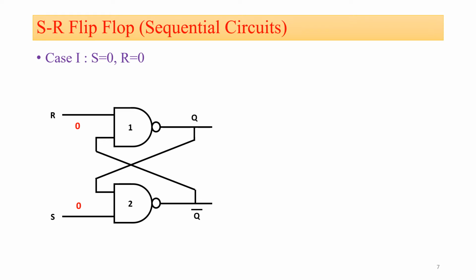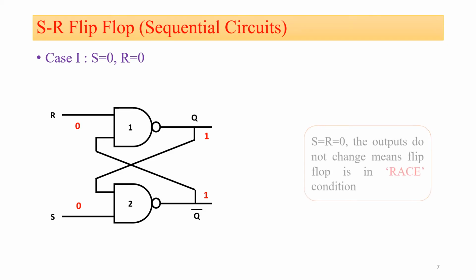As we know, as per the truth table of our NAND gate, if any one input is 0, then the output is forced to be equal to 1. So your Q is forced to be equal to 1. Similarly, your Q bar is forced to be equal to 1, and it doesn't depend on the second input. If any one input to the NAND gate is 0, then its output is forced to be 1.